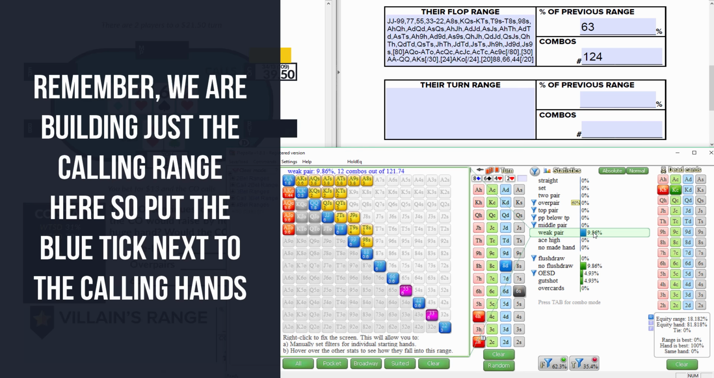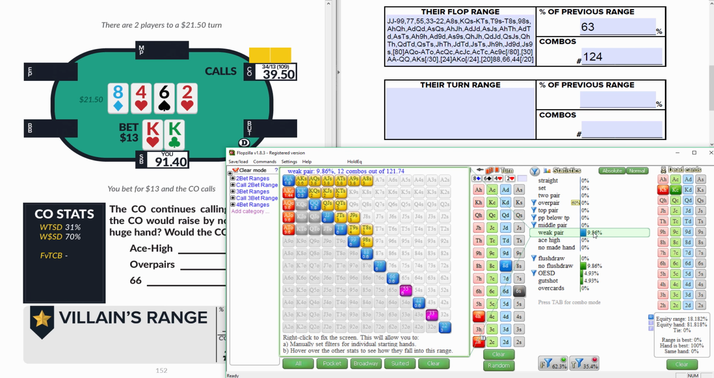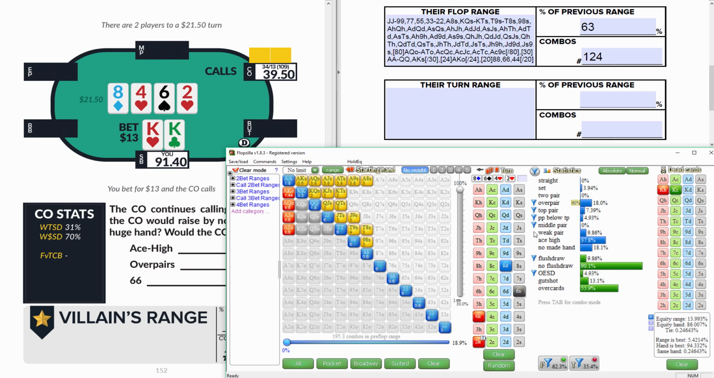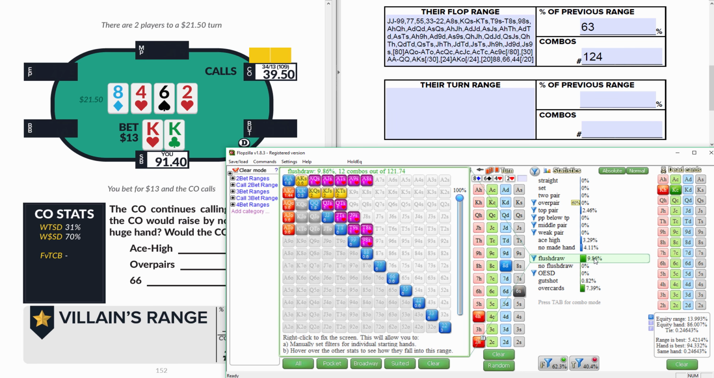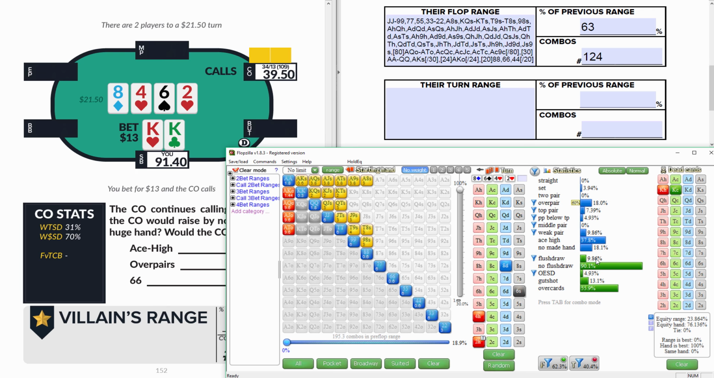Weak pairs, so this is a curious one at this point. If they had pocket fives or pocket threes, what do we think they're going to do? I don't think they're going to raise. Right? I think some players are more likely to semi-bluff, sure, but I don't think this is the kind of person who is, nor do I think they're the kind of person who wants to fold a pair plus draw. So yeah, continue that in the calling range. And flush draws, yep, I don't think they're folding those. I don't think they're going to raise them either.